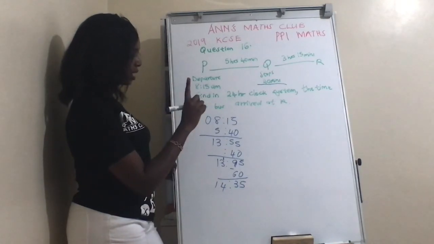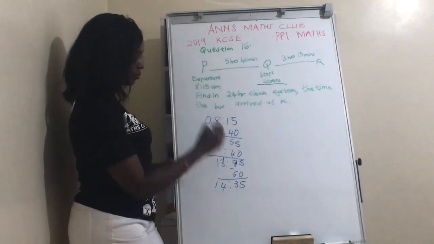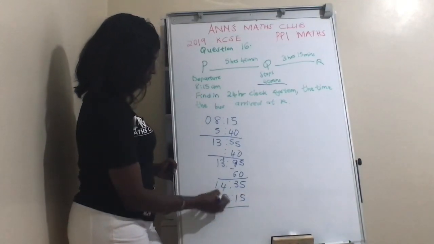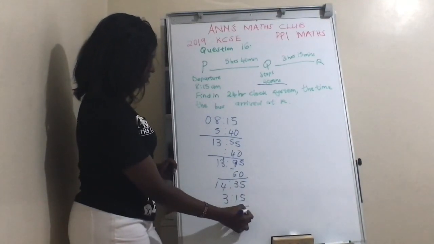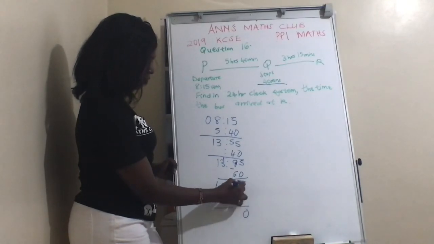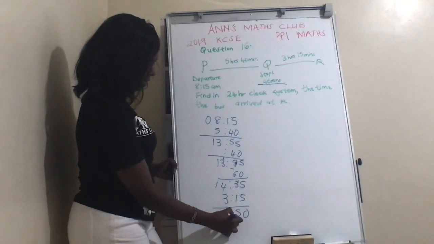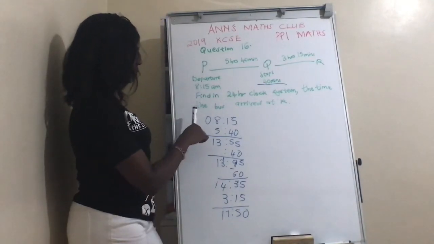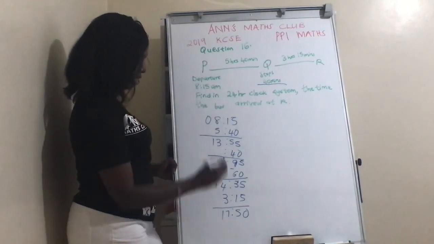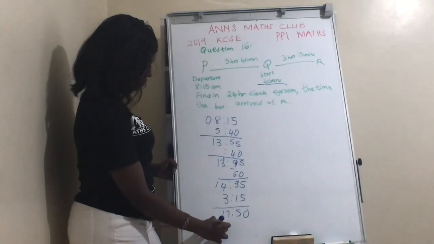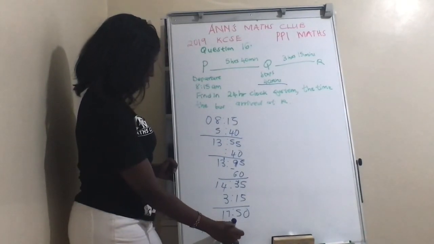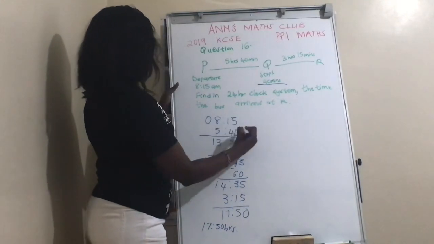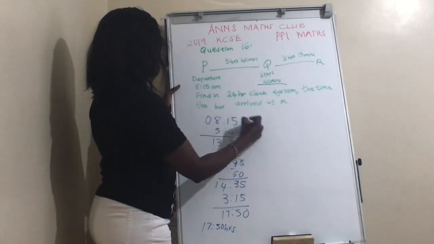Now you go back to the question, and you've been told from Q to R it took 3 hours 15 minutes. So you add 3 hours 15 minutes, and 5 plus 5 is 10, 3 plus 1 is 4, 4 plus 3 is 7, and 1. So the time it took to arrive at town R was 17:50 hours.